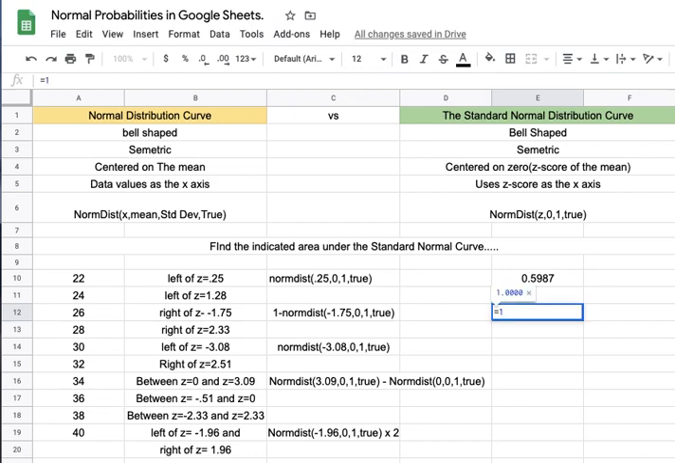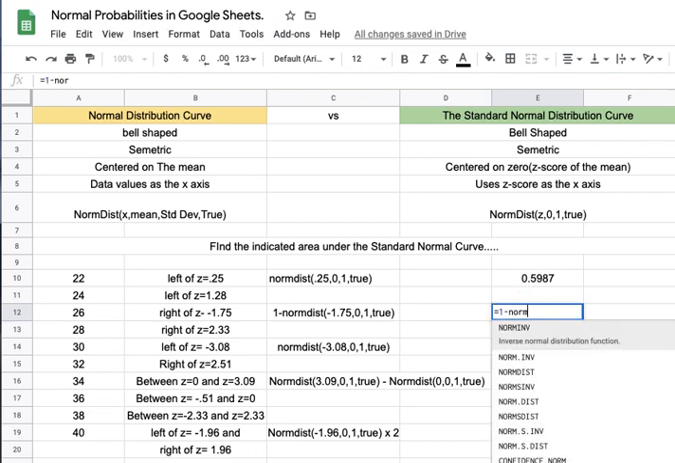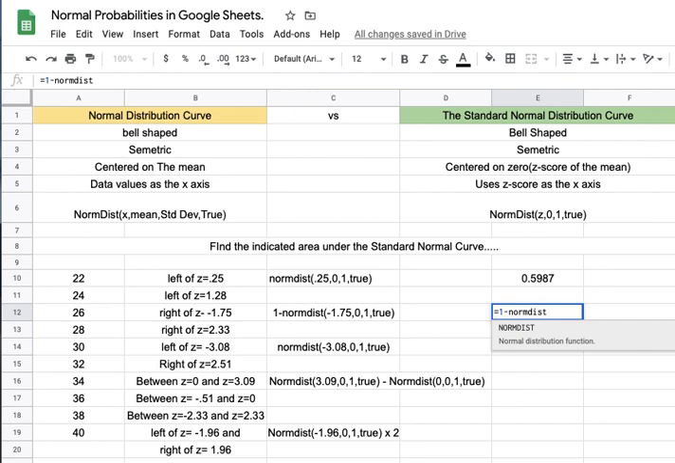So we'll type that in. Equals 1 minus NORM.DIST, negative 1.75, comma, 0 for our mean, 1 for our standard deviation, true to tell it cumulative area, 0.9599 is the correct answer to number 26.